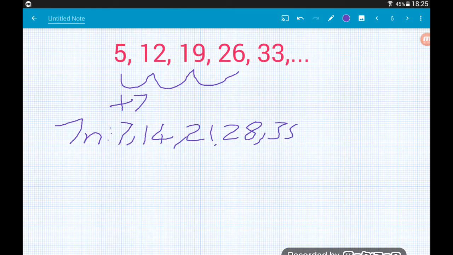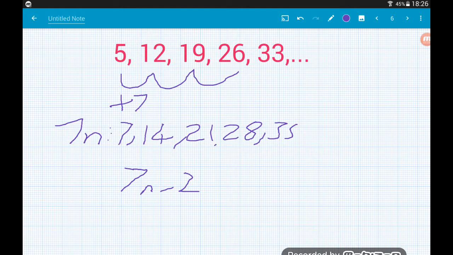So now we need to work out how do we get from 7n to our sequence. So to get from 7 to 5, we would take away 2. To get from 14 to 12, we would also take away 2. To get from 21 to 19, we're going to take away 2. So our nth term is 7n minus 2.